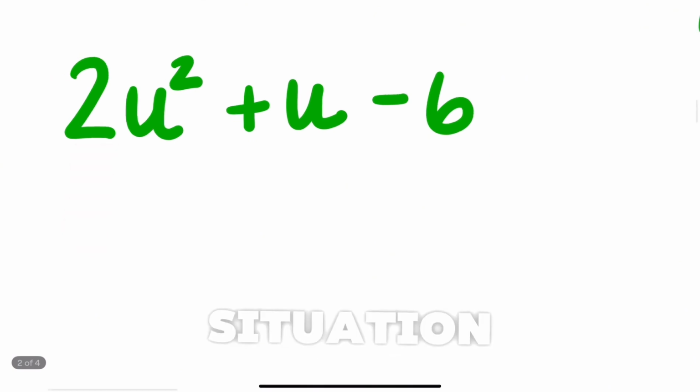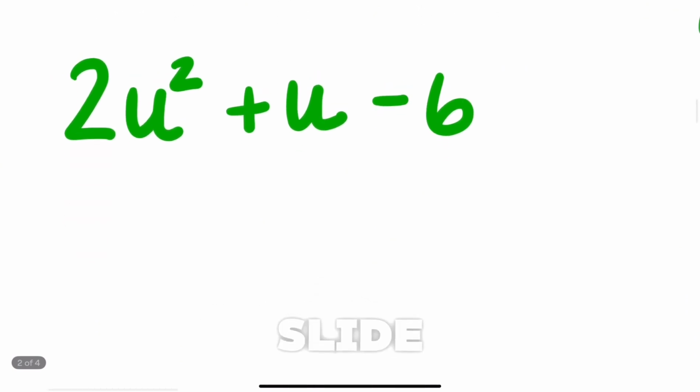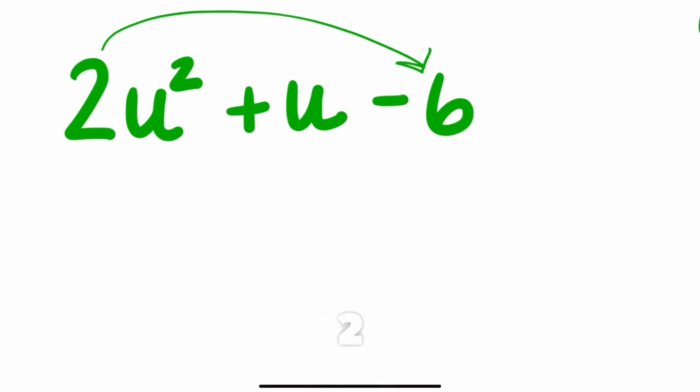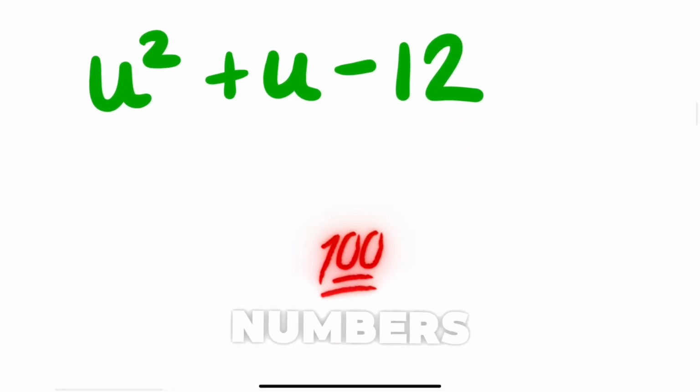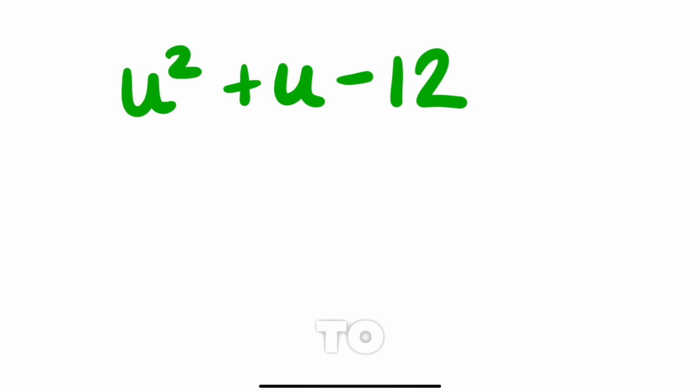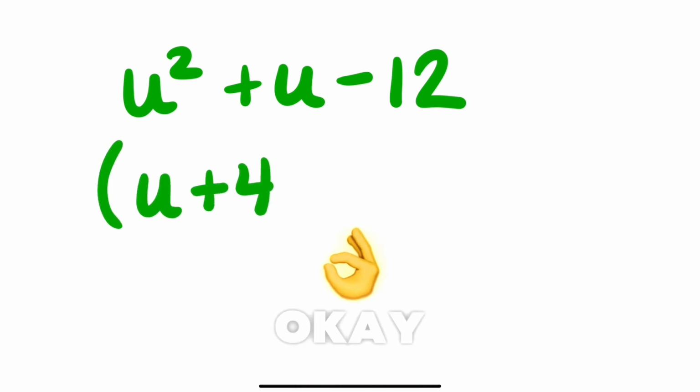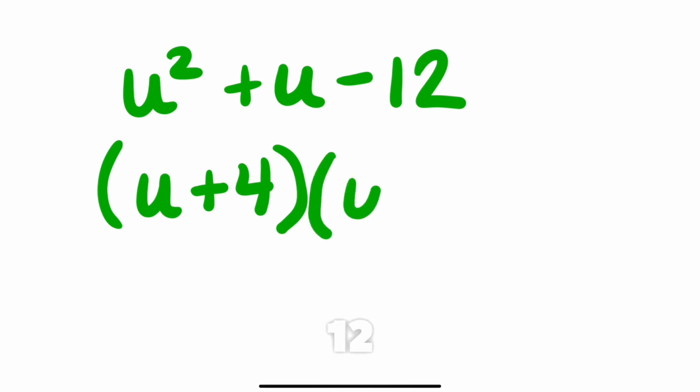So in this situation, we're going to slip and slide. So we slip the 2 to the 6 and we get u squared plus u minus 12. Now we're looking for two numbers that multiply to -12, but when you add them up, you get 1. That is going to be 4 and -3. Okay, 4 times -3 is -12, and 4 minus 3 is 1.